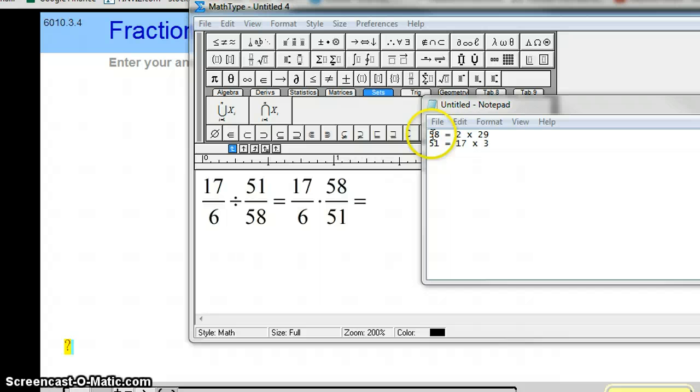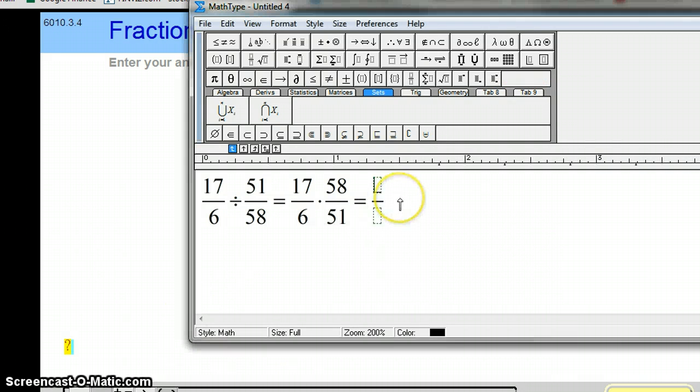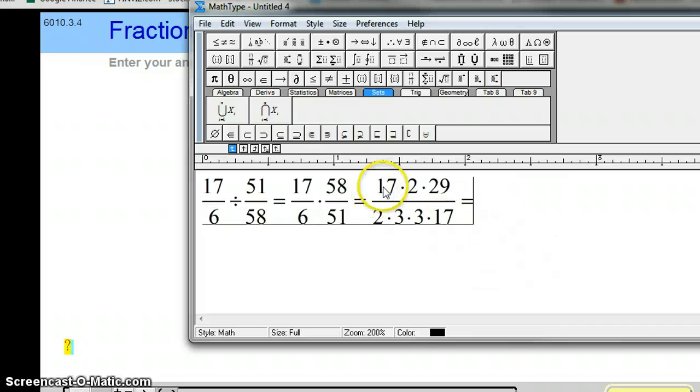Okay, so back to this. We said 58 is 2 times 29, and 51 is 3 times 17. Let's pull that off to the side for a sec, and let's factor this. We have 17 times 2 times 29 on the top. On the bottom, 6 can be factored into 2 and 3, so 2 times 3 times 51, which is 3 times 17. Then we can cross out: the 17s cancel and the 2s cancel.